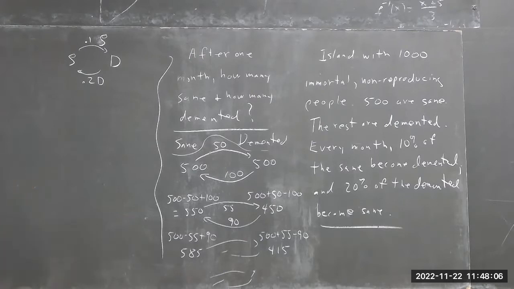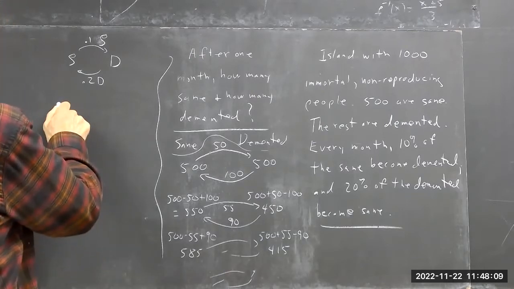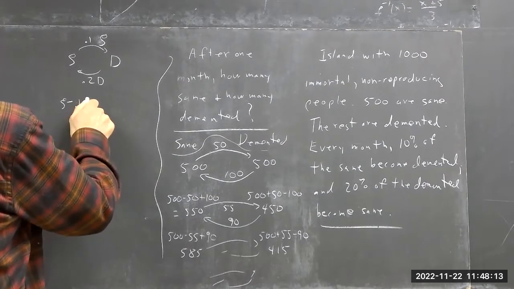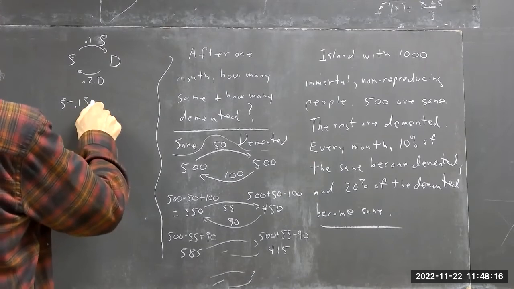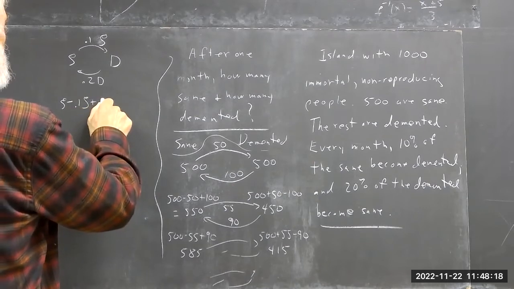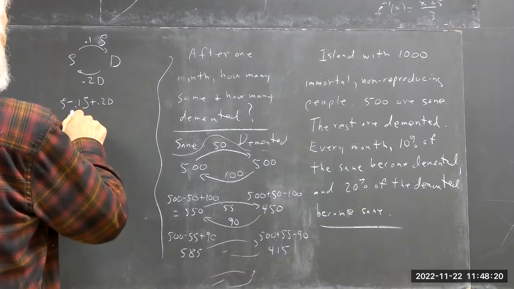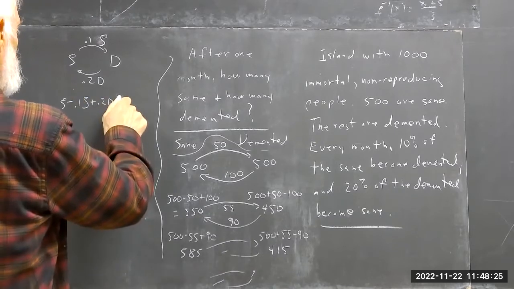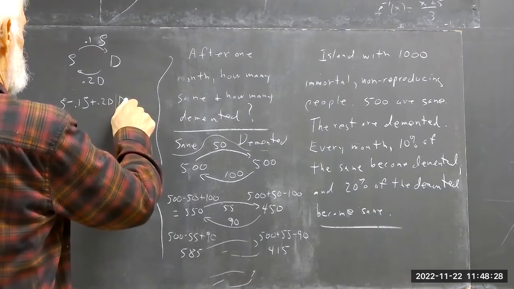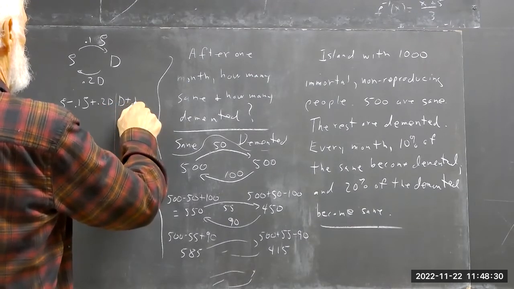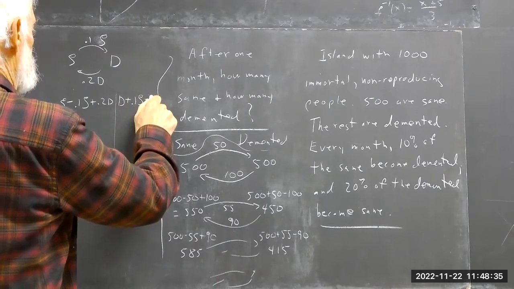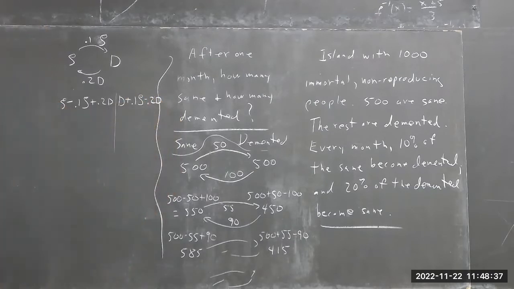Now, after the transition, we have the number sane minus 0.1 times the number sane plus 0.2 times the number demented over here in the same category. In the demented category, we have the number demented plus 0.1 times the number sane minus 0.2 times the number demented, right? That makes sense?